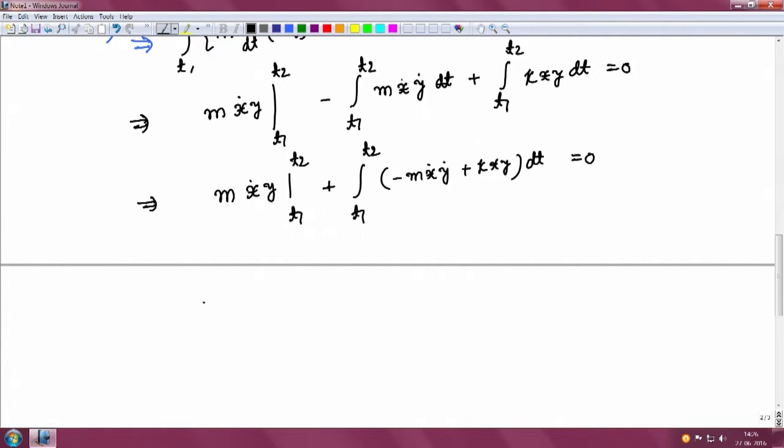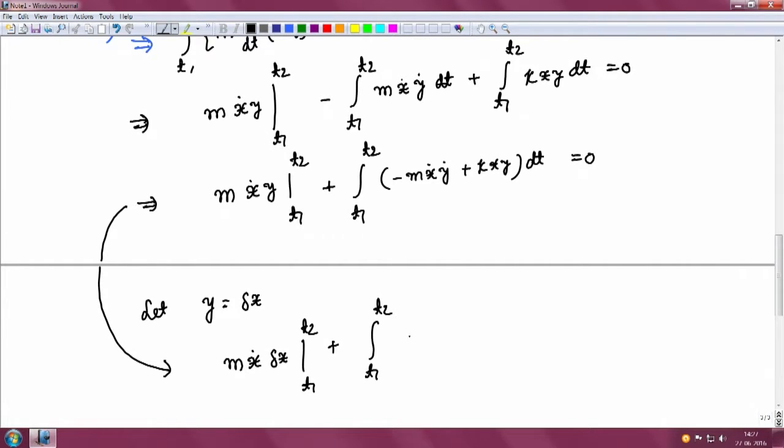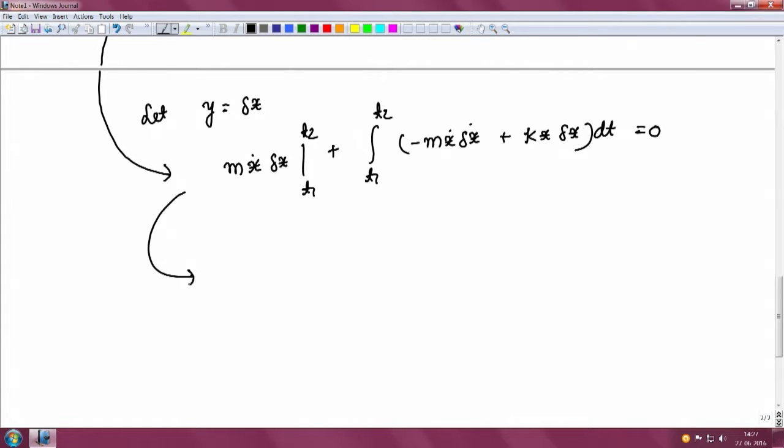Let us imagine that y is delta x. So, let y be delta x, because y is arbitrary. Delta x is the variation of x of t. Then the equation that we have will give m x dot delta x between t1 and t2, plus the integral from t1 to t2 of minus m x dot delta x dot, instead of y dot, plus k x delta x dt equal to 0.